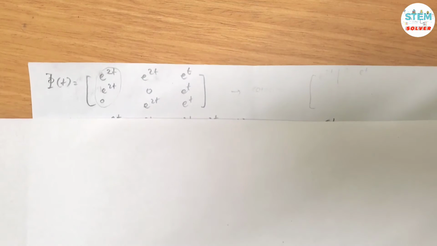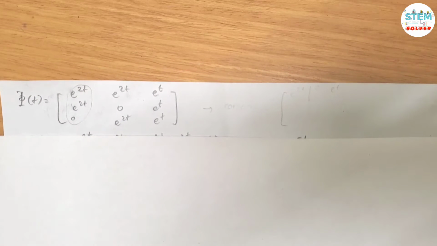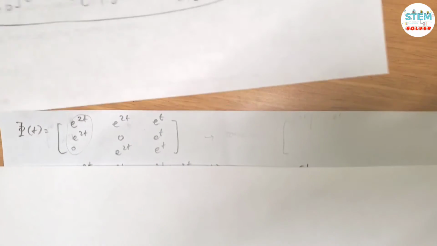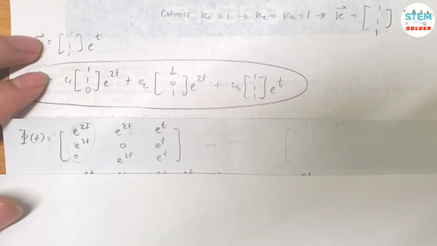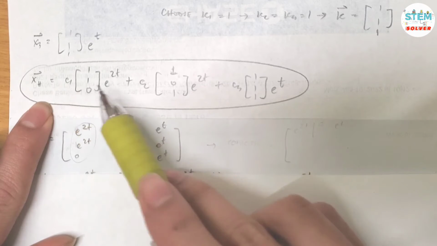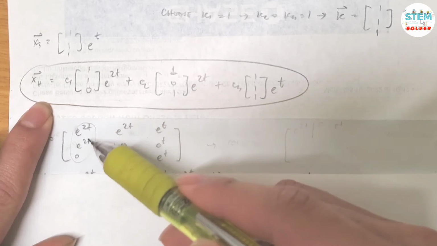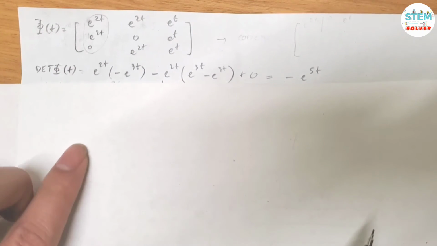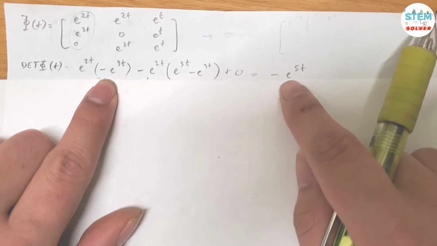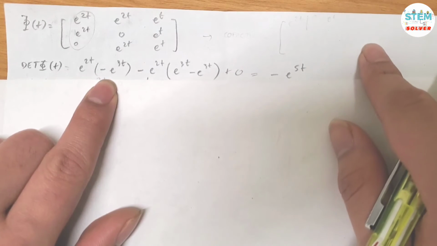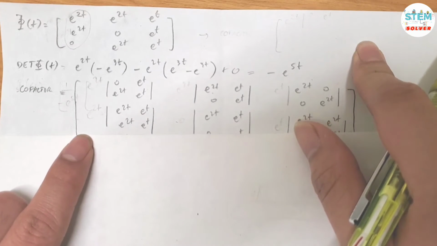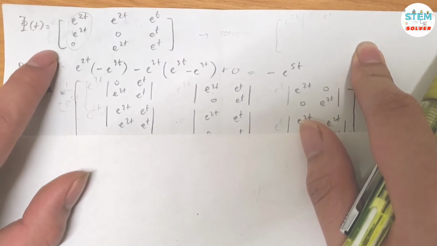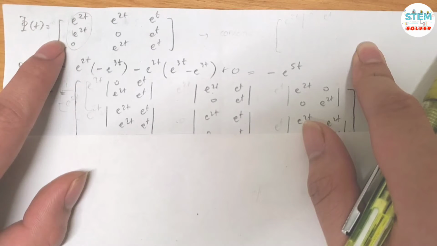Now let's take a look at the non-homogeneous part. First, you need to have the matrix phi, which I obtained from the homogeneous part. Basically you exclude c1, c2, and c3, then put the rest into a matrix. After that you find the determinant of phi, which is negative e to the 3t. Then to find its inverse, first you need to find the cofactor matrix of phi.